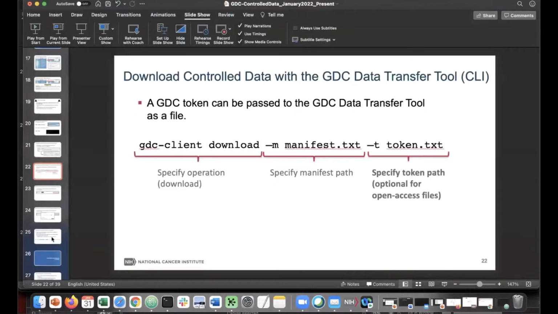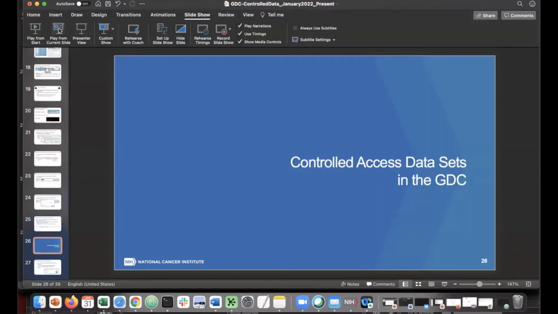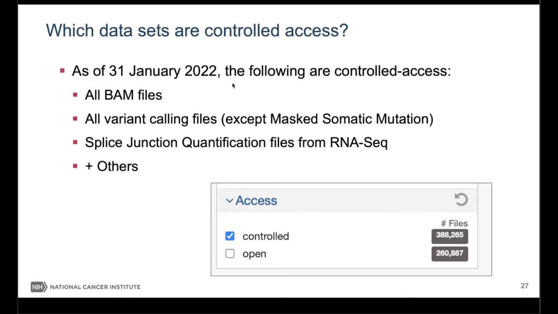So going back to the presentation here, I want to talk about some controlled access data sets that are in the GDC. Right here, I just listed the main types of files that are controlled access in the GDC as of this date, January 31st, 2022. This includes all BAM files in the active portal, all variant calling files except for the masked somatic mutation files for certain projects. We're authorized to display variants from certain projects that give us permission and have gone through a special pipeline that removes a lot of the potential germline variants.